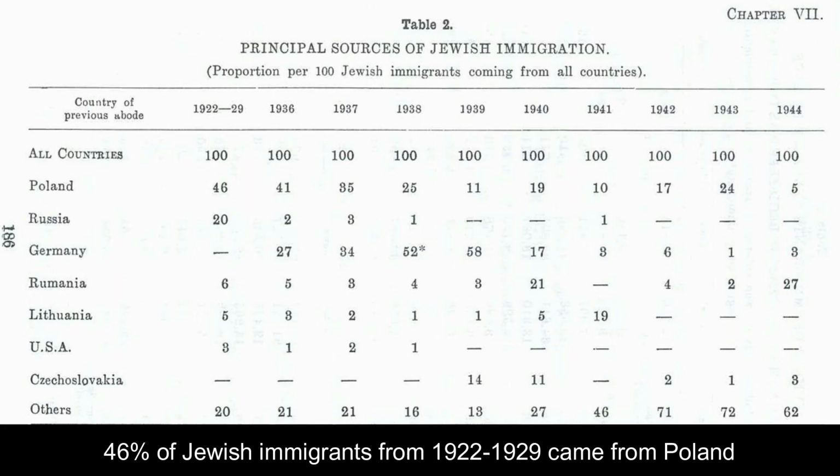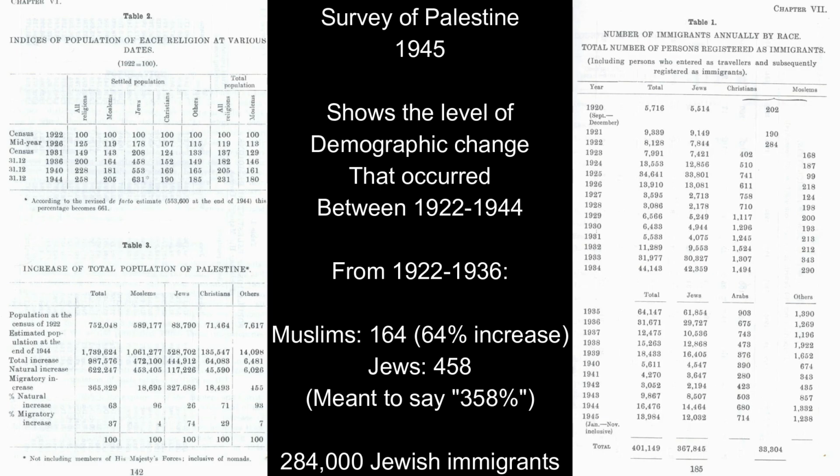And this was mainly due to mass migration. So most of these Jews were fleeing from Europe, in particular Poland, from which 46% of them came. So from 1922 to 1936, whilst Muslims increased by just 64%, the Jews increased their number by 558%, with almost 284,000 arriving as immigrants during this time.